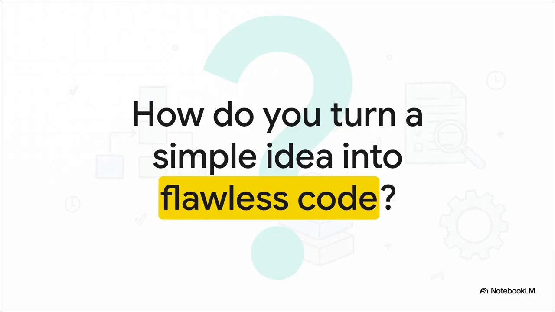So, how do you turn a simple idea into flawless code? I mean, this is the question that plagues so many projects, right? You know the drill. You start with this great, simple idea, but somewhere along the way, things just get messy. Scope creep sets in, features get bloated, and the final product, well, it's kind of a shadow of what you first imagined. But what if there was a way, a real methodology to stop all that from happening?